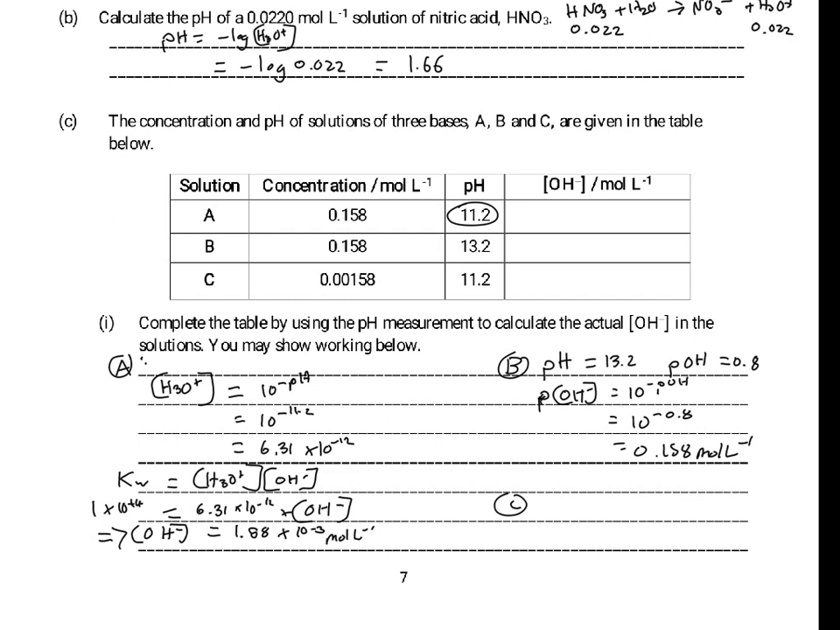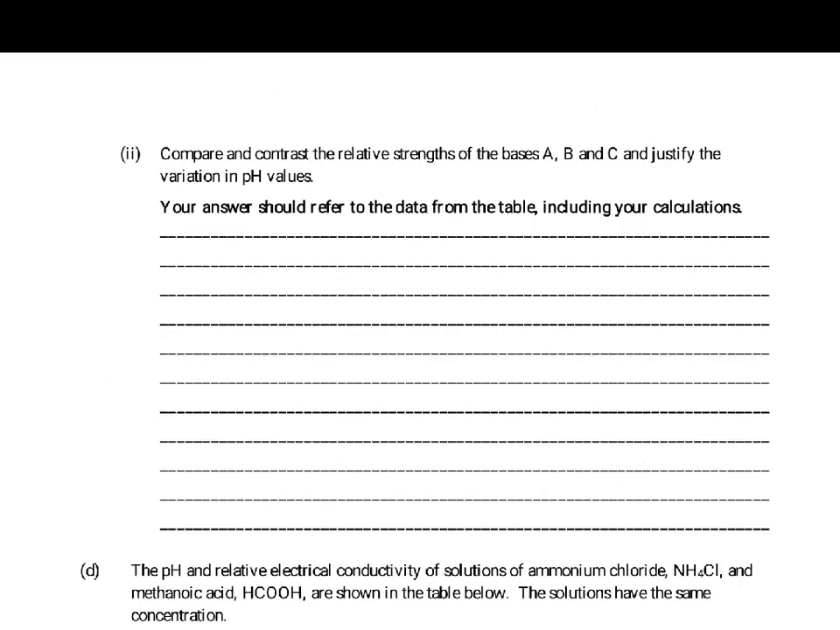The pH is based on the amount of hydroxide ion versus hydronium ion. So because A and C both have the same pH, they're going to have the same concentration of ions. So the hydroxide ion concentration for C is the same as A, which is 6.31 times 10 to the minus 12.